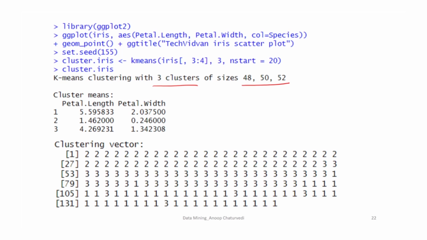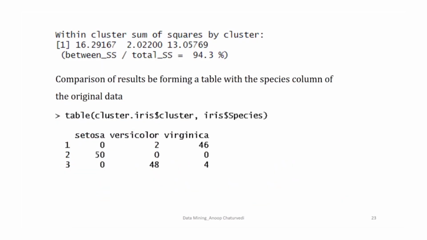And then the cluster means for petal length: these are the means for the 3 clusters. For petal width, these are the means for the 3 clusters. And then we get the clustering vector. Then we get the within cluster sum of squares by cluster, and if we take the ratio of between sum of squares to total sum of squares, it is 94.3%, which is quite high.